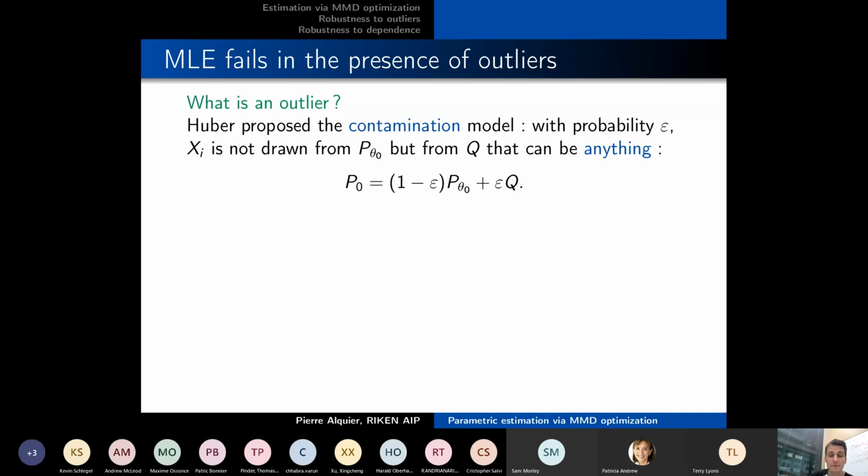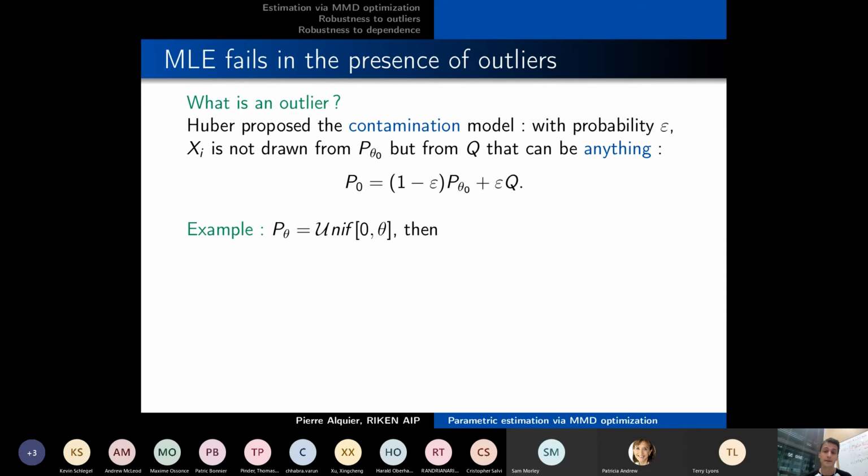For example, something that is quite popular is to represent the truth using the Huber contamination model. The model would be in some sense true: with large probability, you draw an observation from the model, but you have outliers, a source of contamination. With small probability, the point xi is not drawn from p theta naught, but from a contamination distribution.